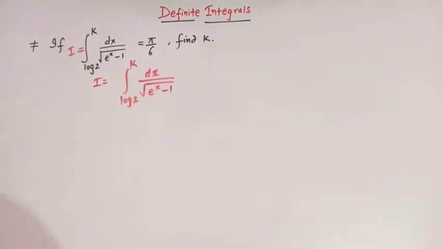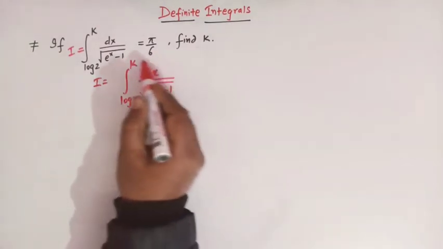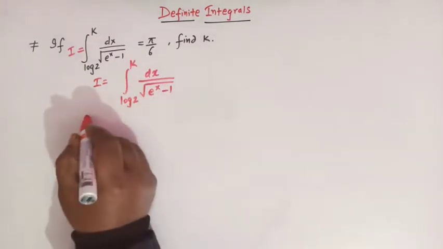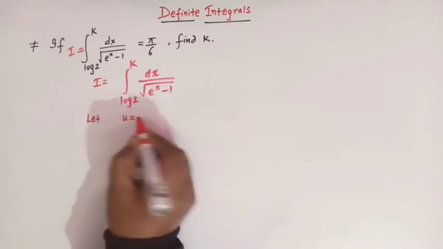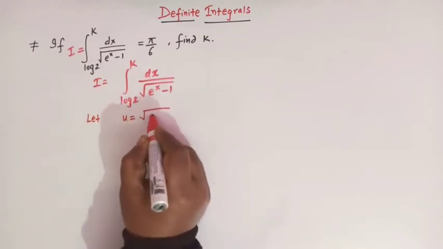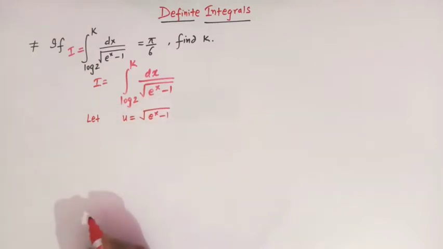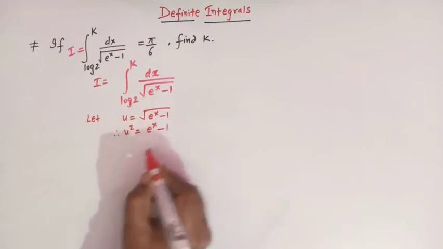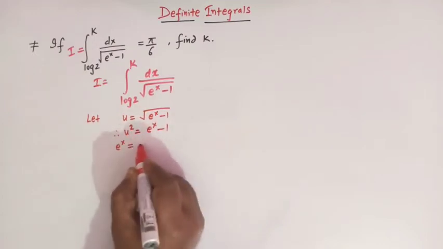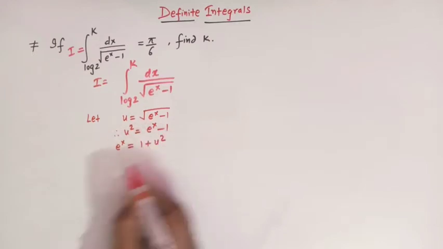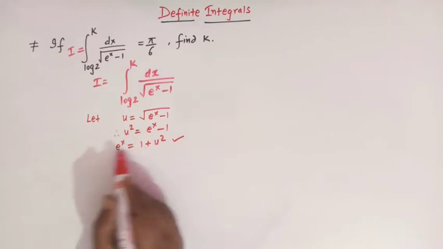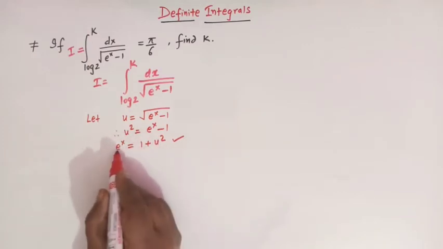Now we will solve this integral with the help of the method of substitution. So now let us take u is equal to square root of e raised to x minus 1. Therefore u square is equal to e raised to x minus 1, and e raised to x is equal to 1 plus u square. So this is the first relation. Now let us differentiate both sides with respect to x.